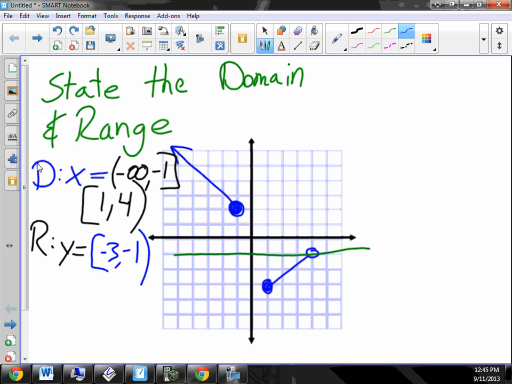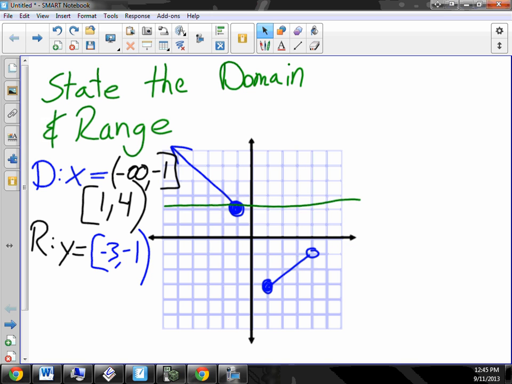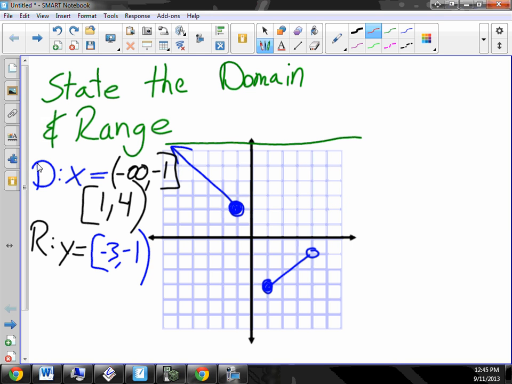Now for this upper portion, what is the smallest part of that upper portion? Right here at 2. And how far does it go up? All the way to infinity. So 2 comma infinity. Do we include 2? Yes, so it's a bracket. Do we include infinity? No. So those are the intervals for the domain and the range.